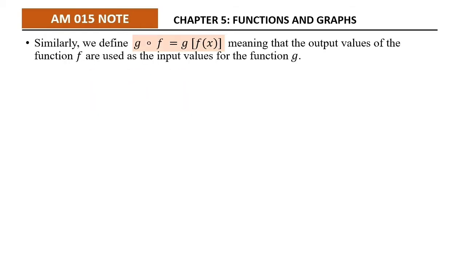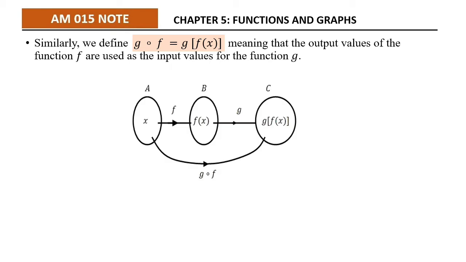Similarly, we define g of f equal to g of f(x), meaning that the output value of the function f are used as the input value for the function g. From a to b, we have function f, so f(x), and then f(x) will be the input for g, so we have g of f(x). So from a to c, we have g of f.